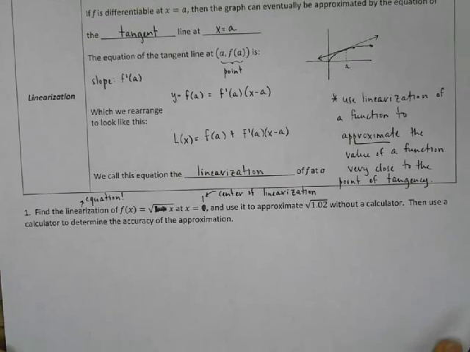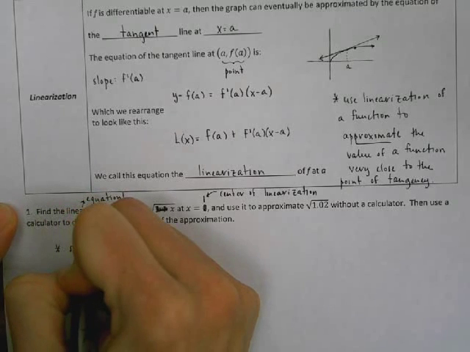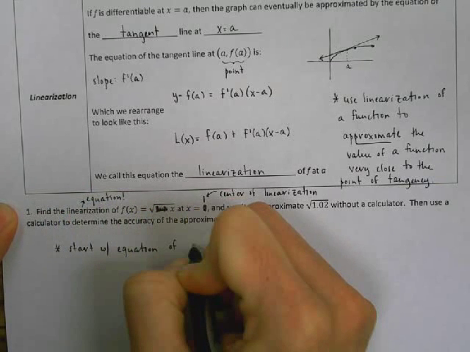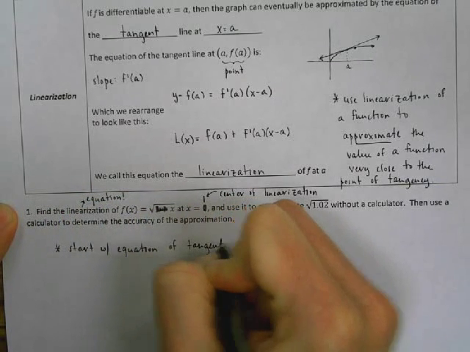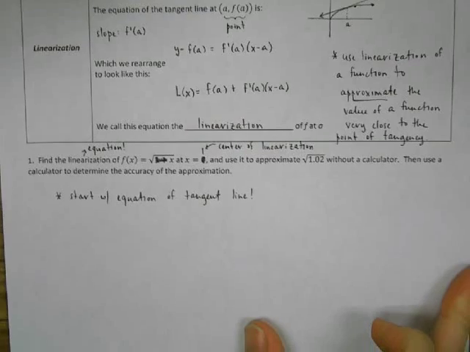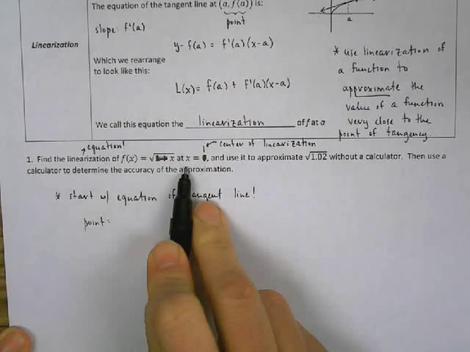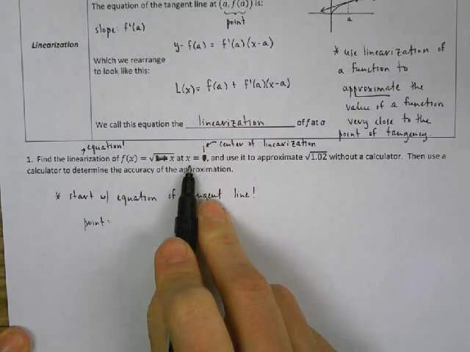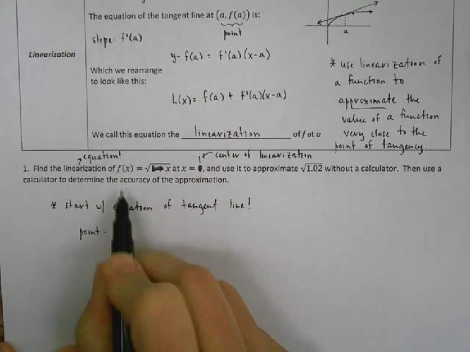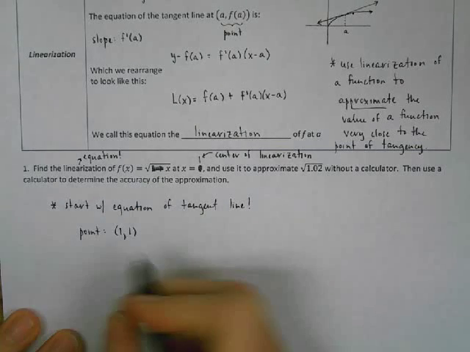So here we go. If I'm going to find the linearization, remember, we start with the equation of the tangent. Okay, and so again, if we're writing the equation of a tangent line, we need two things. We need a point. Well, since they gave us our x value here, our center of linearization, really that's up here, what we called a, our point is 1, and then if I plug that into f of x, f of 1, square root of 1 is just 1. So there's our point. Now we're going to find our slope.